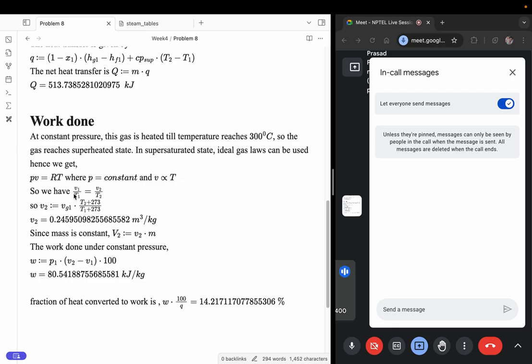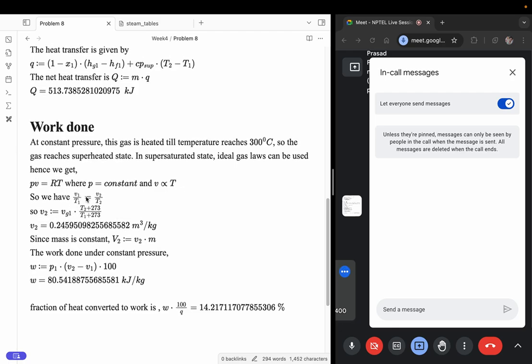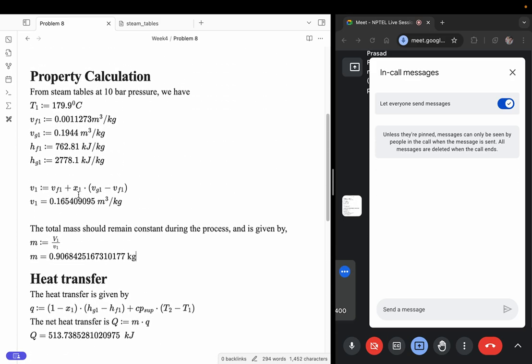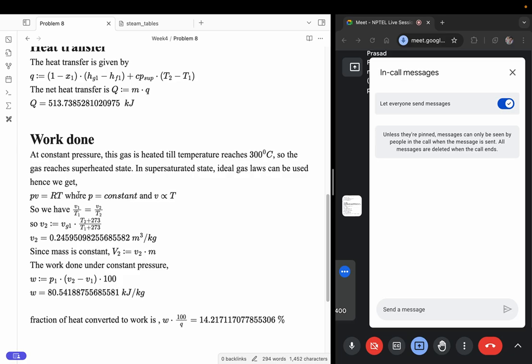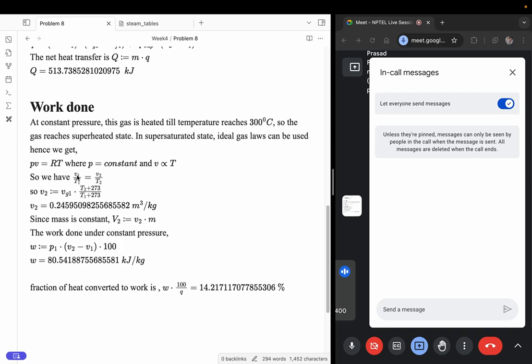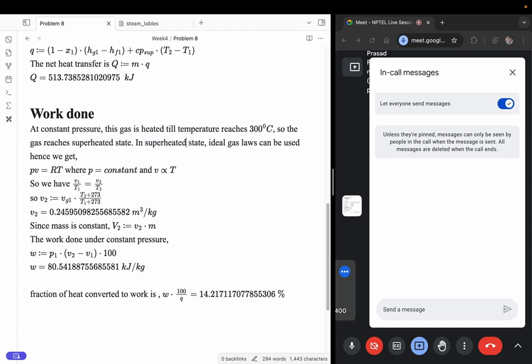Essentially, initially the V1 is actually different. V1 is the initial state, and the initial state is not with the vapor fraction. So this law can be used only in the superheated region, in the superheated state. Within the superheated state, I calculate my total final specific volume as the initial specific volume times the ratio of these temperatures, which gives me a value of V2 here.